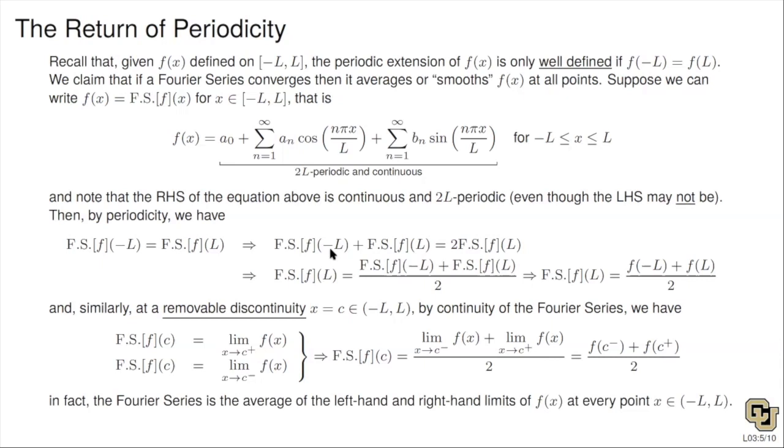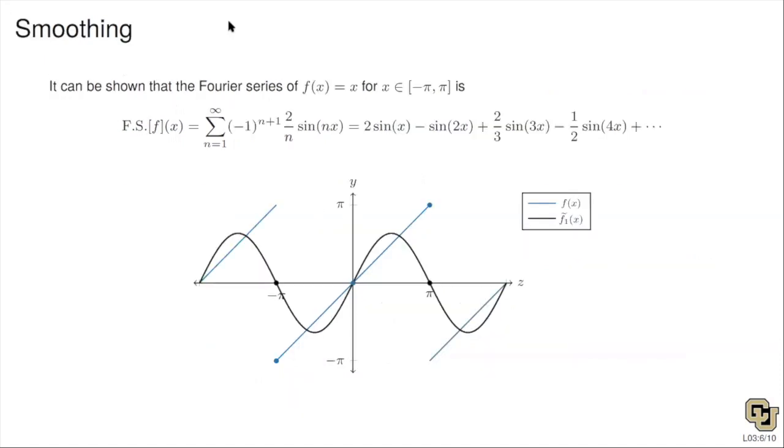Okay, so let me just show you a quick little numerical example. In fact, this analysis is true at every point, not just at a removable discontinuity. It's averaging the left and right hand limits of the function at every point. So here I did the Fourier series of f of x equal to x on the closed interval minus pi to pi. That's graphed here in this lighter shade in the back.